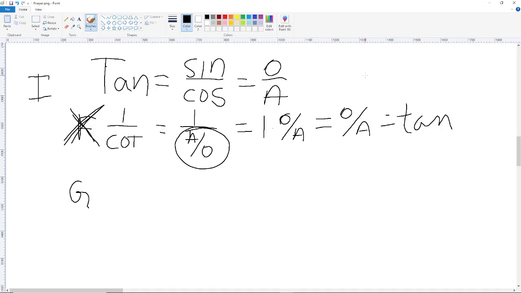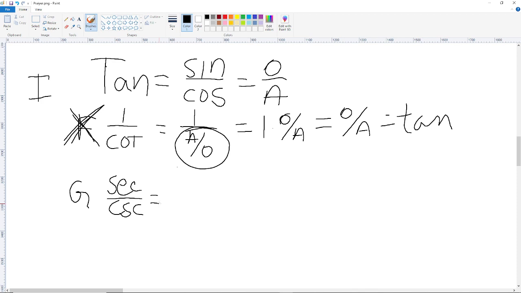All right, let's look at G. Secant over cosecant. I won't put the x's in, but normally you put the x's. So we can do this two ways. We can use the sides in the ratios, or we can just use how secant and cosecant relate to sine and cosine. Let's do that one first.